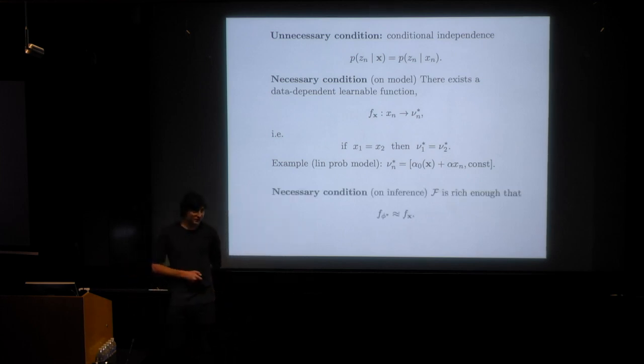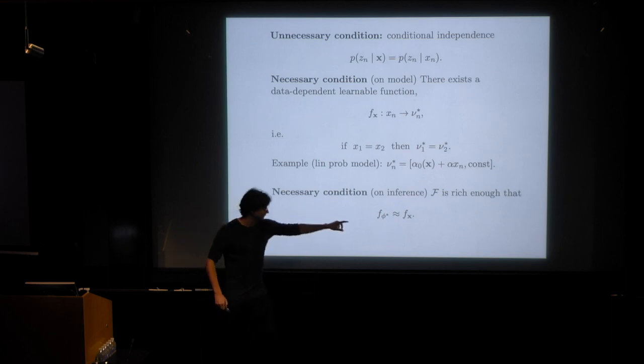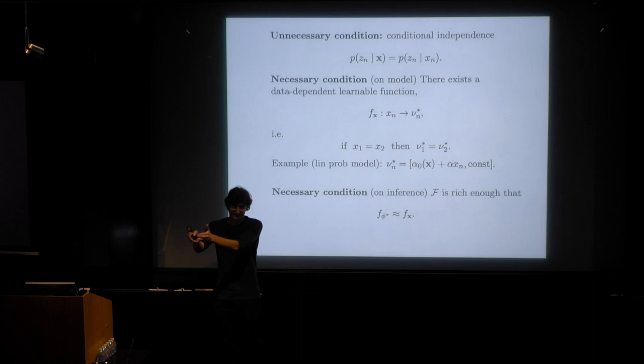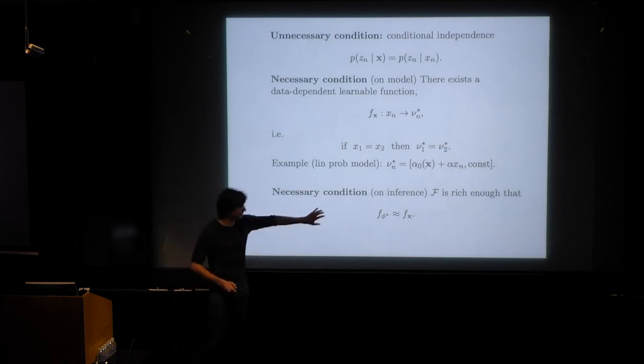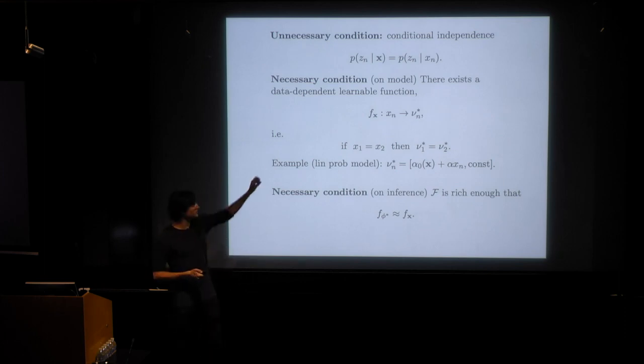Now, of course, there's another necessary condition, which is that my family of inference functions needs to be rich enough so that I can find an inference function that solves the implicit interpolation problem between the data and the optimal variational parameters. And so the focus in the literature has been on this latter necessary condition, but that's because people were only thinking about amortized variational inference in some very specific context. Once we start thinking about it as a general purpose algorithm, we have to start worrying about the first condition.